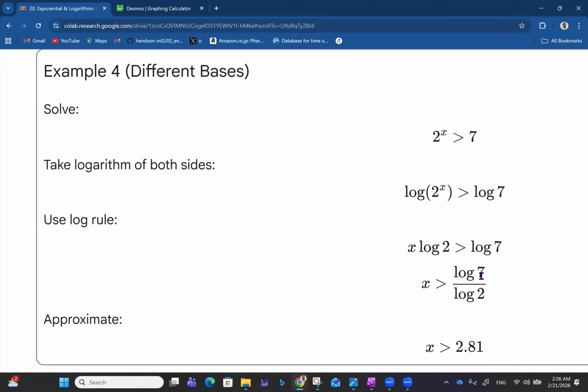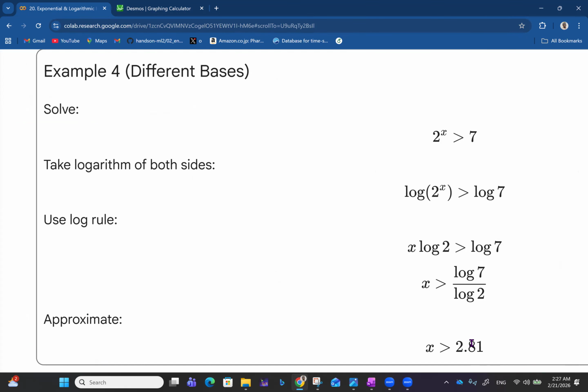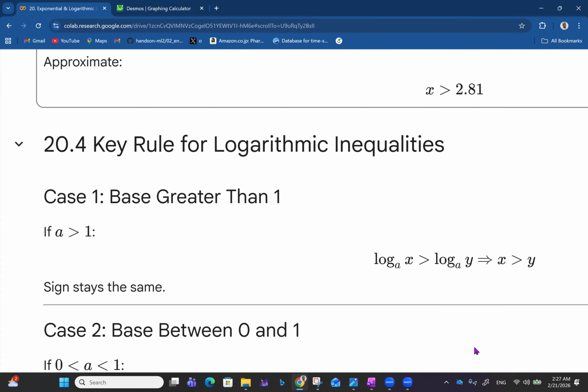That means x is log 7 over log 2 if you divide both sides by log 2. And of course, you can then punch your calculator for log 7 all over log 2. And we have 2.807, roughly 2.81 approximately. So x is greater than 2.81 like that. Okay, so that's how that goes.